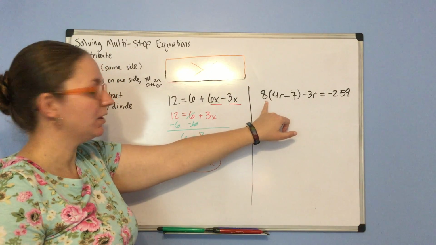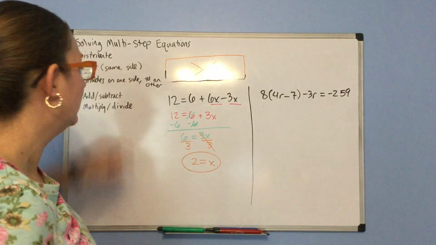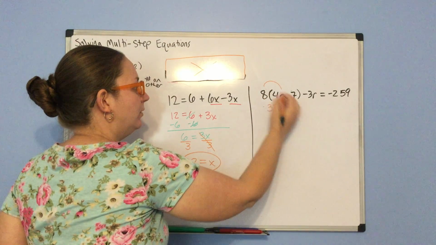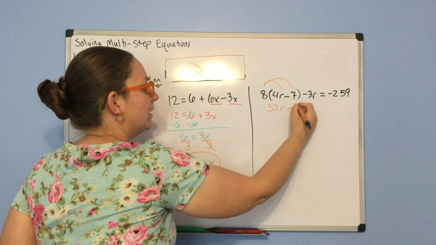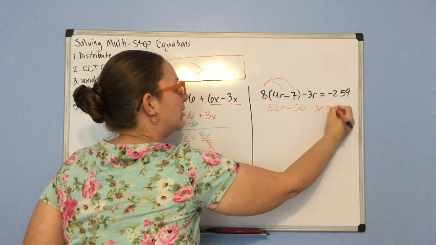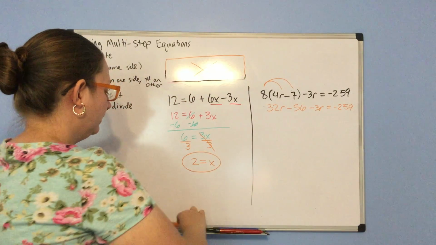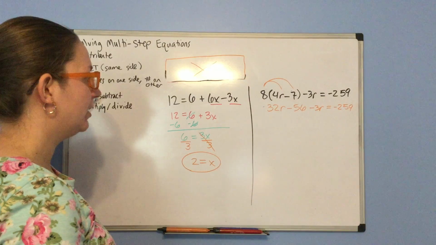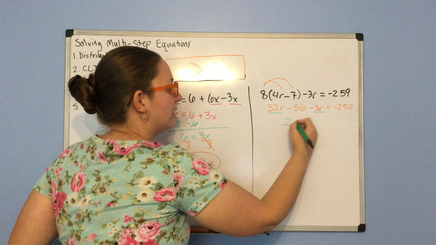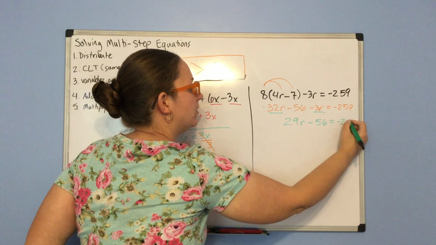So this time, notice that we do have parentheses involved here. We need to distribute this 8. So doing that, 8 times 4r is 32r. 8 times negative 7 is negative 56. Everything else has not changed. From here, do we have any same side like terms? We do. 32 minus 3 is 29r. That's the only part that's changed.